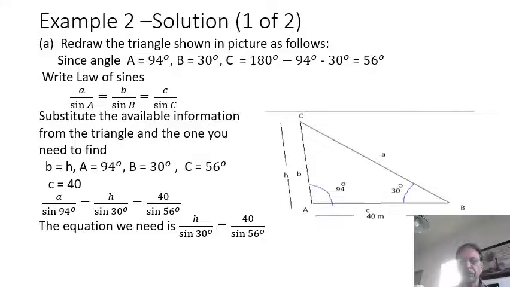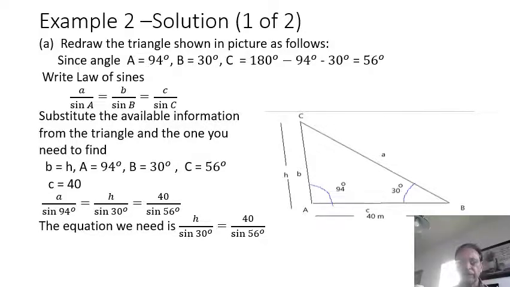Redraw the triangle shown in the picture as follows. So here is a picture of the triangle, where angle A is 94 degrees, B is 30 degrees, then C would be 180 minus 94 minus 30, which will give you 56 degrees.